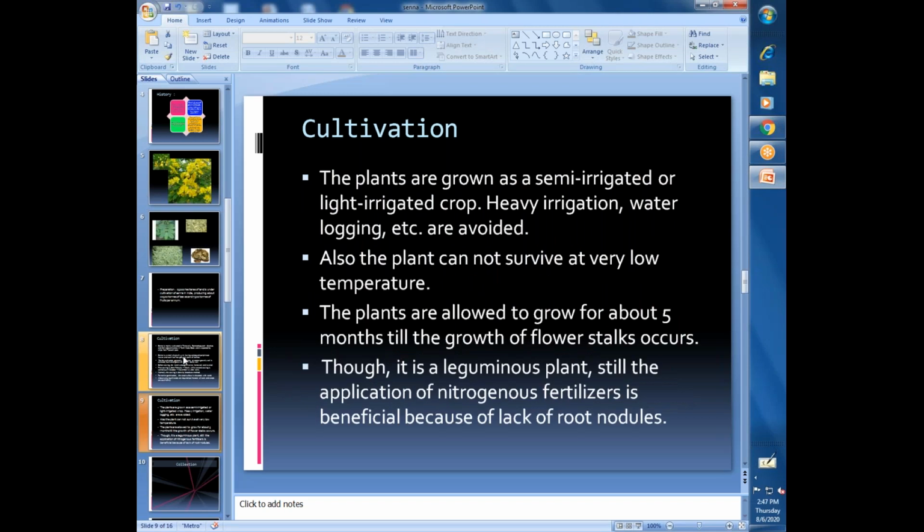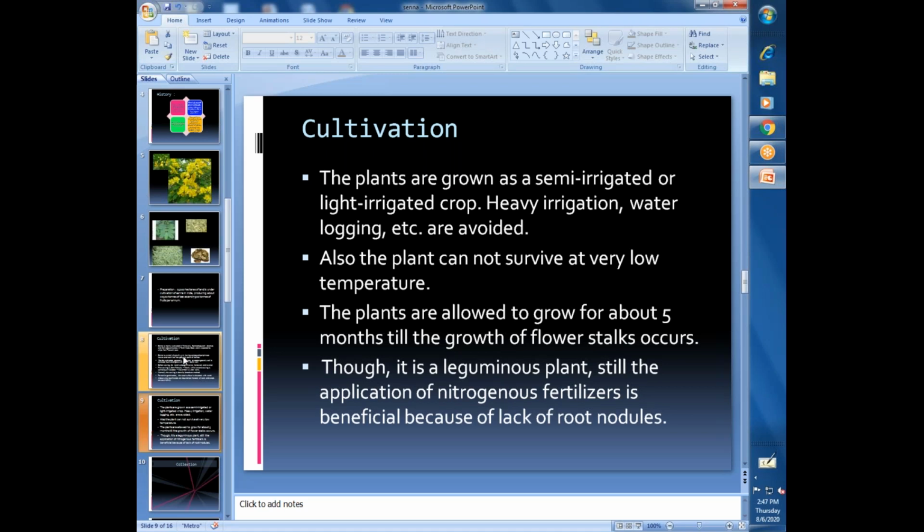The plants are grown as a semi-irrigated or light irrigated crop, meaning it doesn't require much water. Heavy irrigation, waterlogging, etc. are avoided. It spoils the plant. The plant will not grow properly. It will just die. So it has to be grown as a semi-irrigated or light irrigated crop. Also, the plant cannot survive at very low temperature. That's why it is properly grown in Gujarat and Tamil Nadu because of the high temperature.